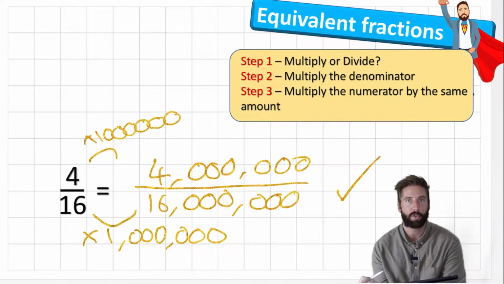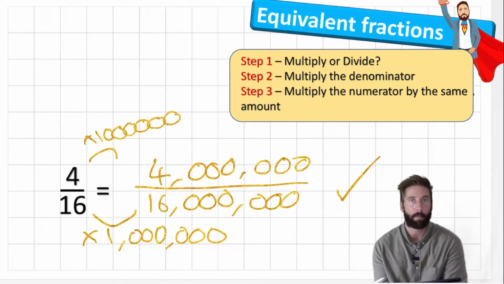Well, that's because it's got huge digits. But don't forget, it's the same value. You might look at that and think, well, I'm going to get loads of that chocolate bar. But actually, you're going to get exactly the same amount, because the chocolate bar has been now split into 16 million pieces. You're going to get 4 million of them, but each one is going to be tiny.